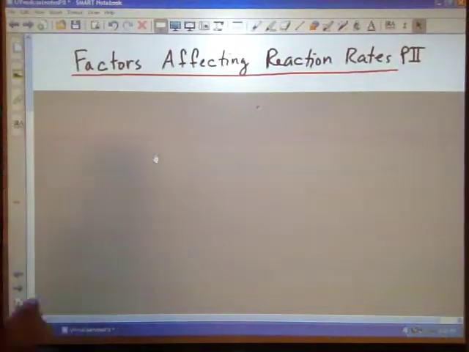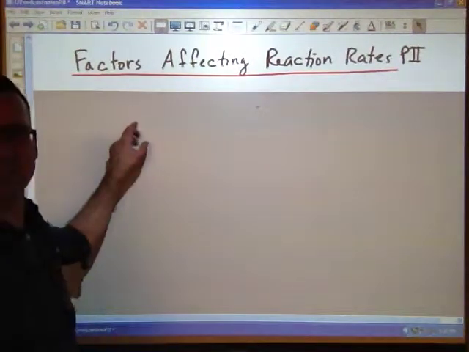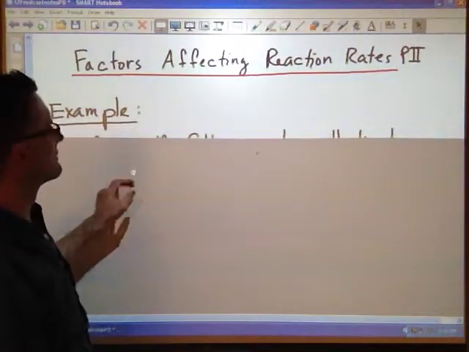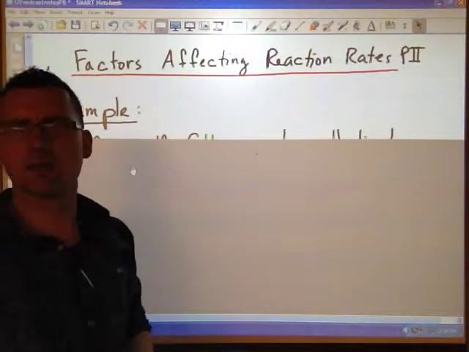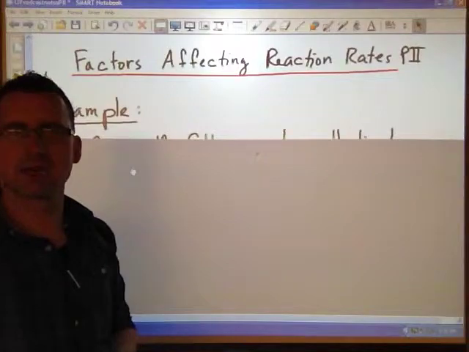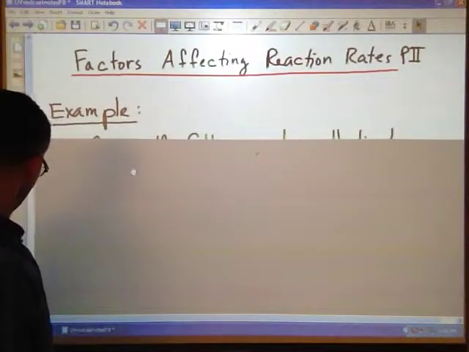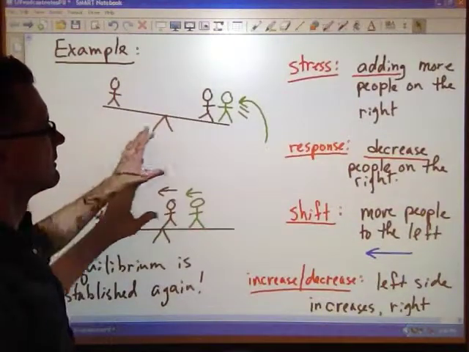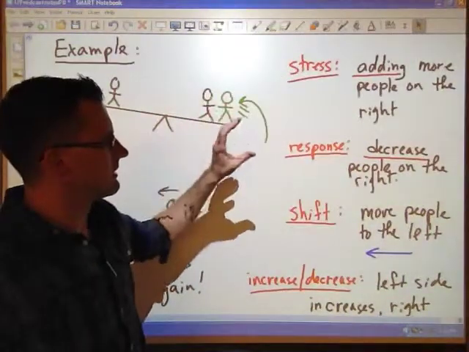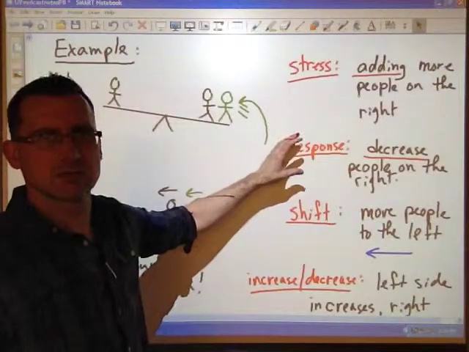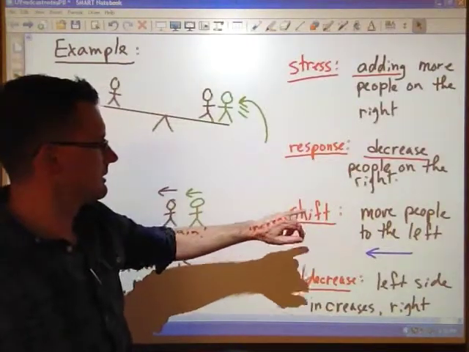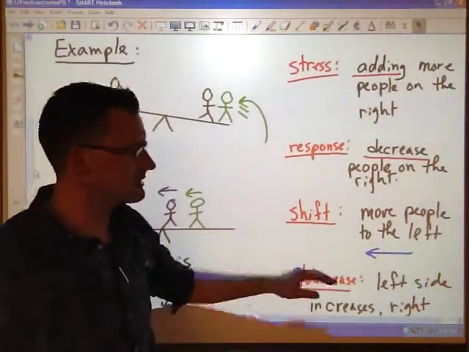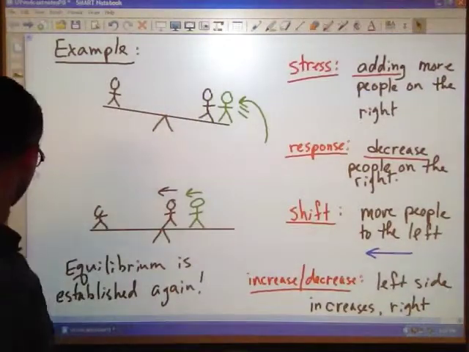Factors affecting reaction rate, part 2, the sequel to part 1. So this one we'll look at a more real-life example, a chemistry example dealing with this. But I want you to think back in terms of the seesaw analogy, looking at what the stress is, the automatic response to the stress, which is the opposite of the stress, which way it's going to shift to alleviate the stress, and what increases and decreases as a result.